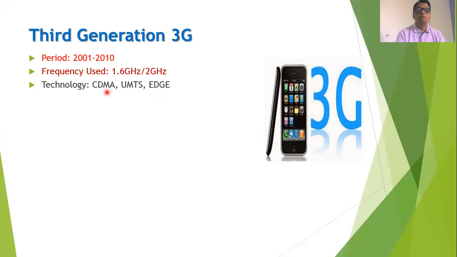And remember, in mobile communication, whenever the same frequency spectrum is to be accessed by many people, there should be some methodology. And this methodology is called a multiple access methodology. Normally, there are three types of multiple access methodology: time division multiple access, frequency division multiple access, and the third one is code division multiple access.